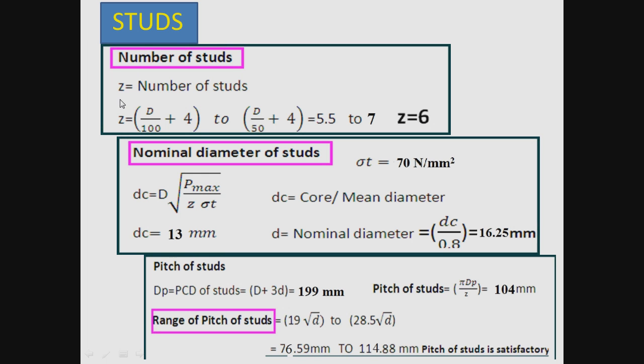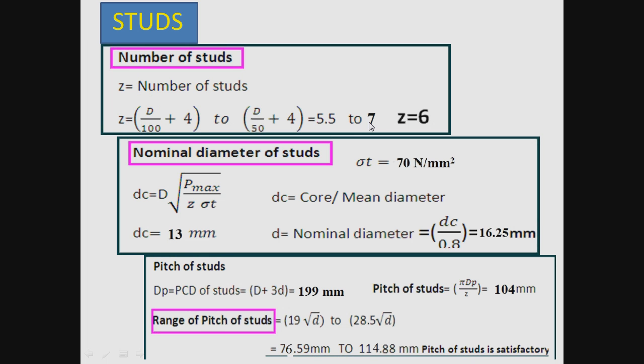Next are the studs. First we need to find the number of studs. It is denoted by Z; in some books it is denoted by capital N. The number of studs Z is given by D by 100 plus 4 to D by 50 plus 4. If you substitute the D value, where D is the bore diameter, given as 150, and calculate the first, you will get 5.5. If you calculate the second, you will get 7.